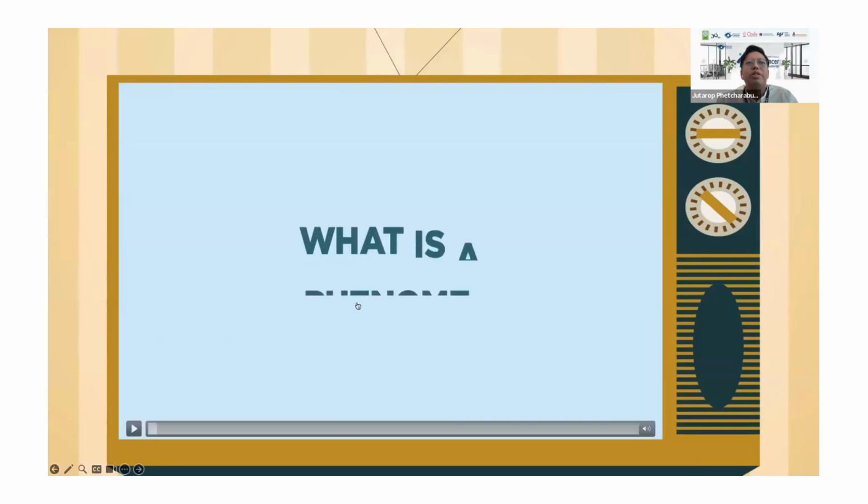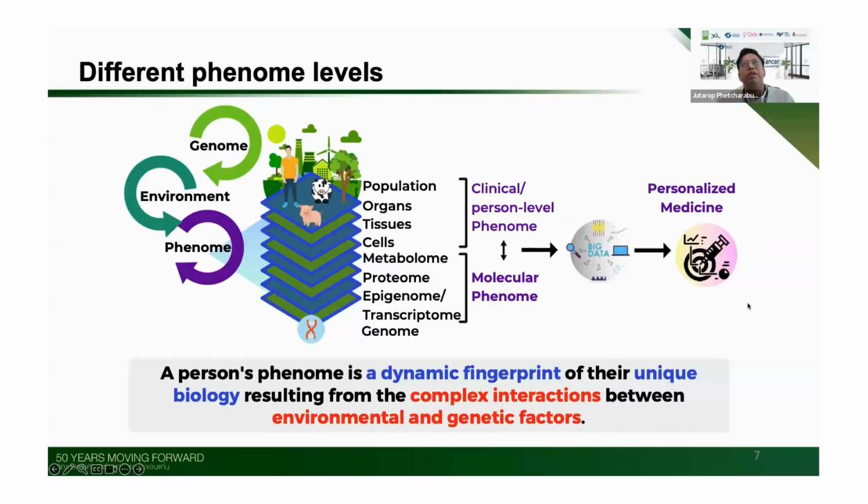A phenome. So as you can see here, different people have different phenomes, right? Or in other words, different people would have different sets of phenomic data. So if we have a look into the different phenome levels, the phenome is the interaction between the genome and environment, right? So if we look into the population size, or organ size, tissue, or even cell, we start from here. So this is considered as clinical or person level phenome.